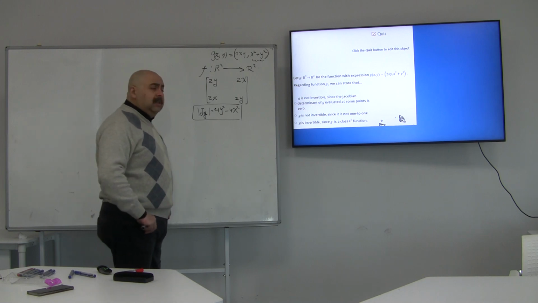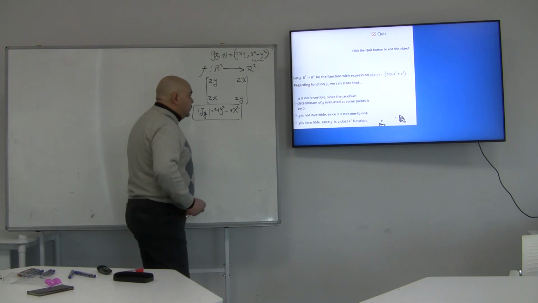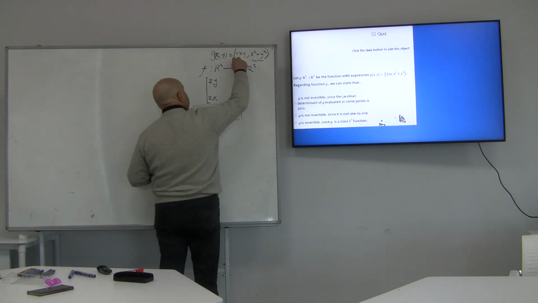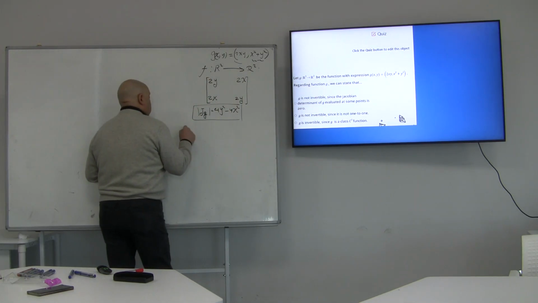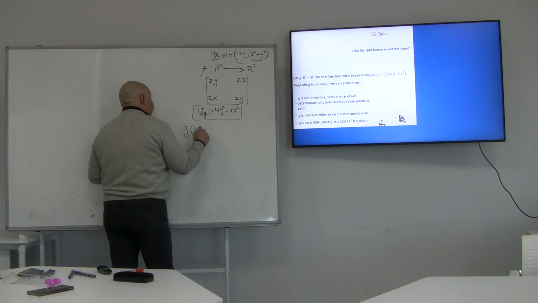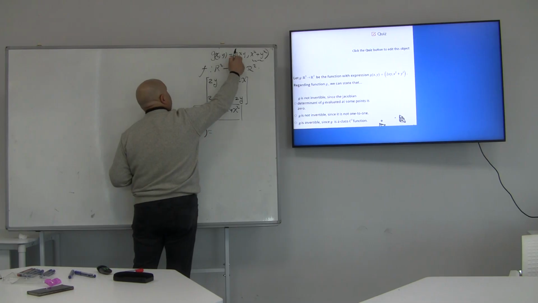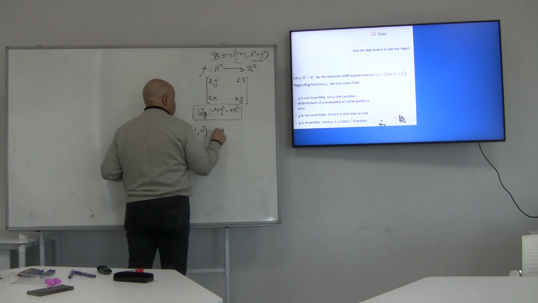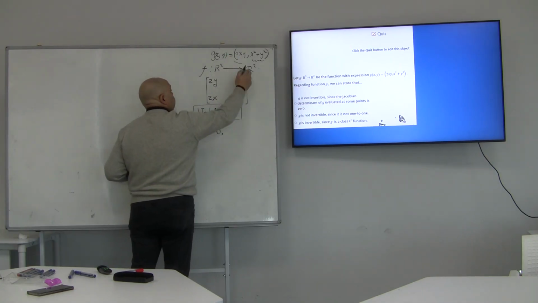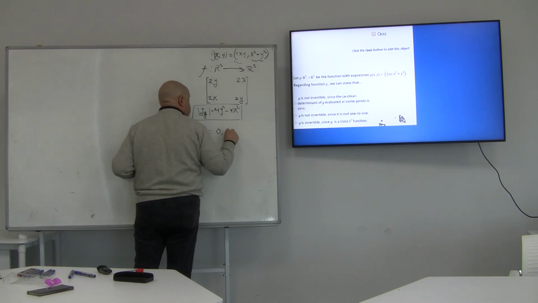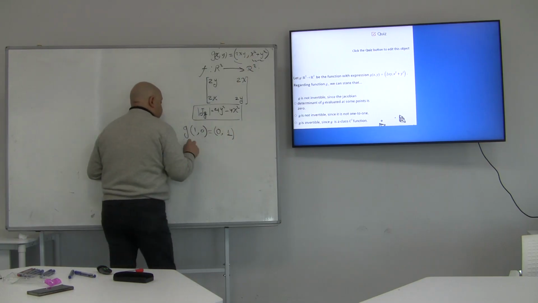Let's try (1, 0) and (-1, 0) and see. If I insert them in this function g, I will get g(1, 0). It's just making the substitution: 2 times 1 times 0, which is going to be 0, and 1 squared, so it's going to be 1. This is the first value.